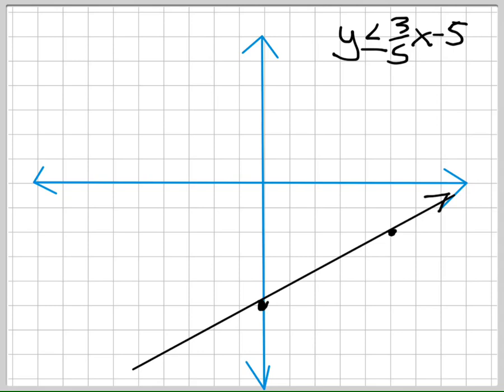Now, why did I make it solid and not dashed? Because it's greater than or less than or equal to. Now, I'm going to show you the difference between a dashed and a solid in just a second. We're going to test out a point that's on the line.